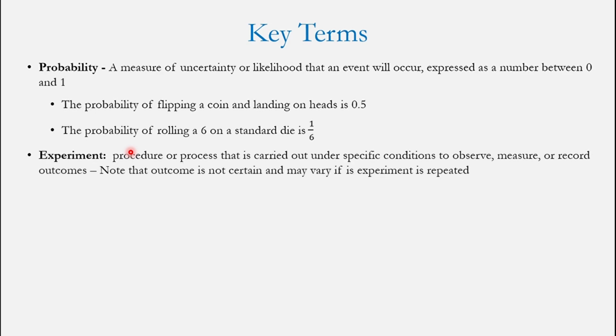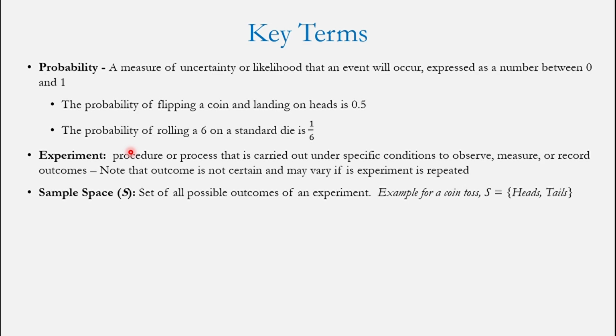We also have another term called experiment. It's the procedure or process that is carried out under specific conditions to observe, measure, or record the outcomes. It's important to note that the outcomes may vary under certain conditions, even if the experiment is repeated. Another term is a sample space, which is the set of all possible outcomes of an experiment. In the example of a coin toss, our sample space is comprised of heads and tails.